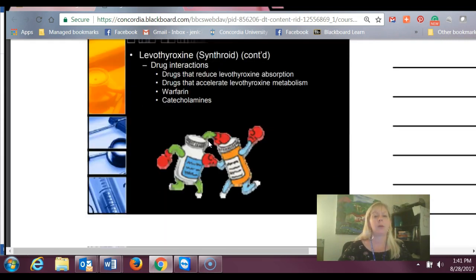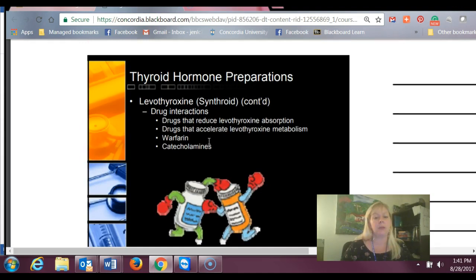Okay, so levothyroxine, these are the preparations, drugs that reduce the absorption, drugs that accelerate the metabolism, warfarin, and catecholamine. So these are all drug interactions. And there are many medications out there that can cause an interaction, so that's why we have them taken on an empty stomach. There are some medications where you have to say 2 hours before, 2 hours after.